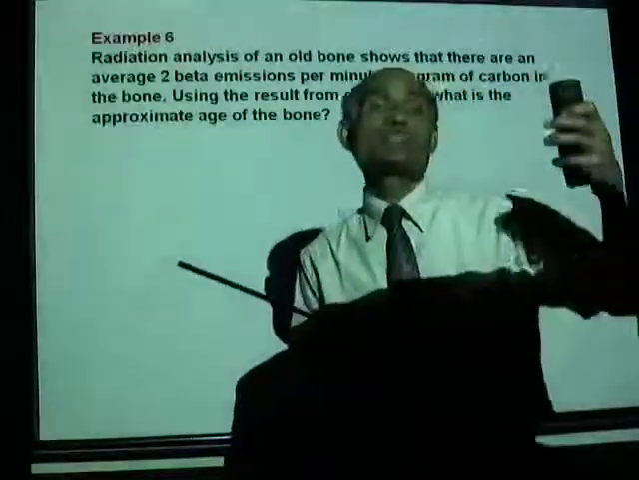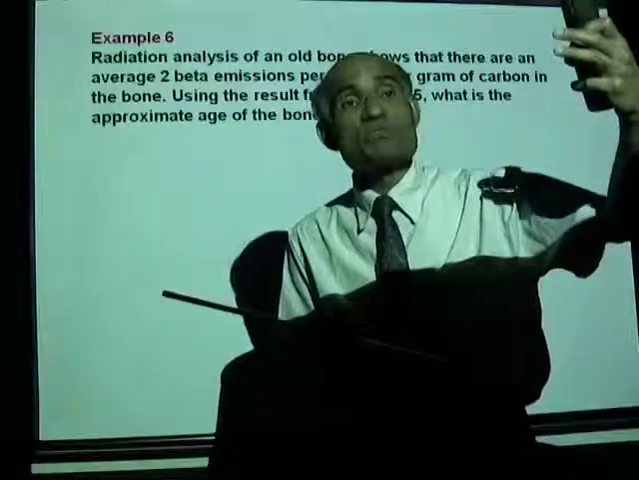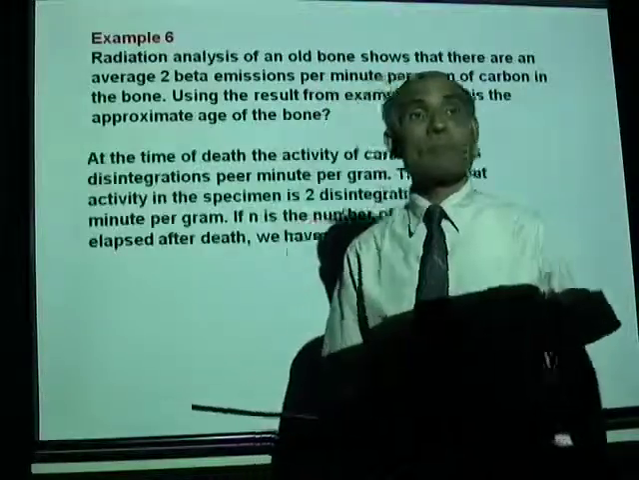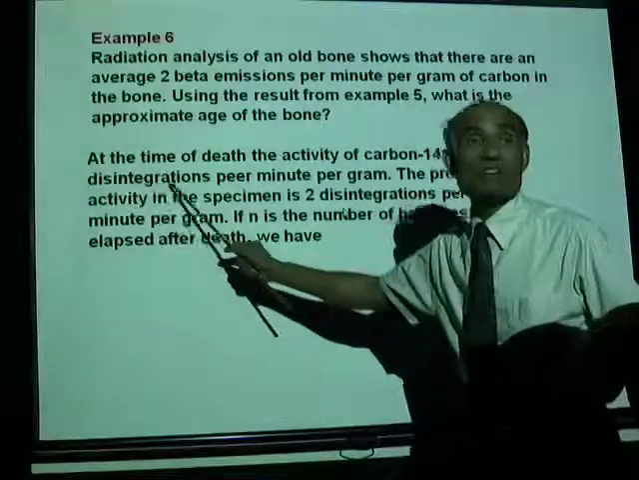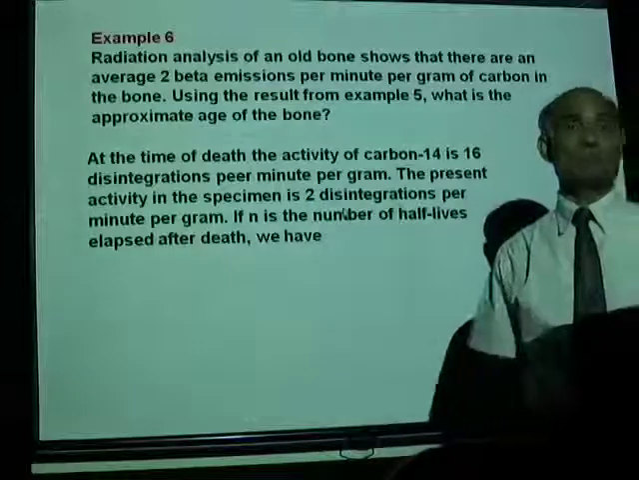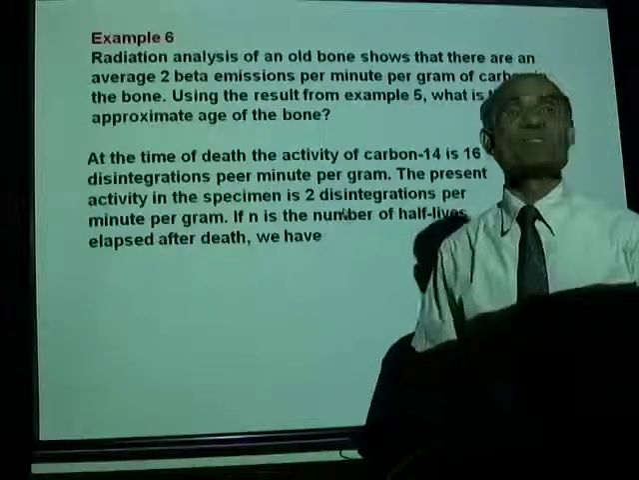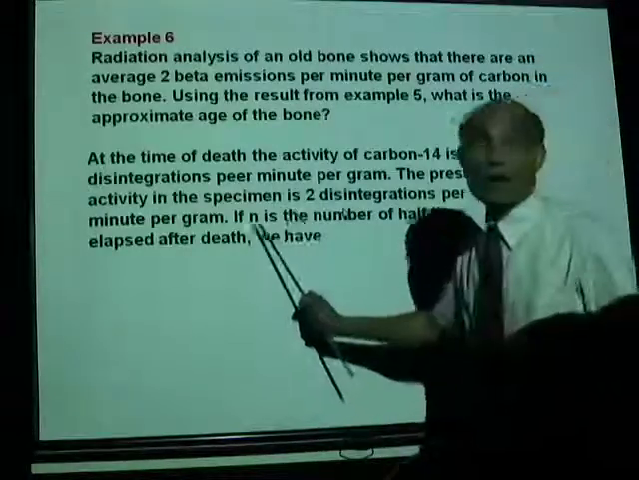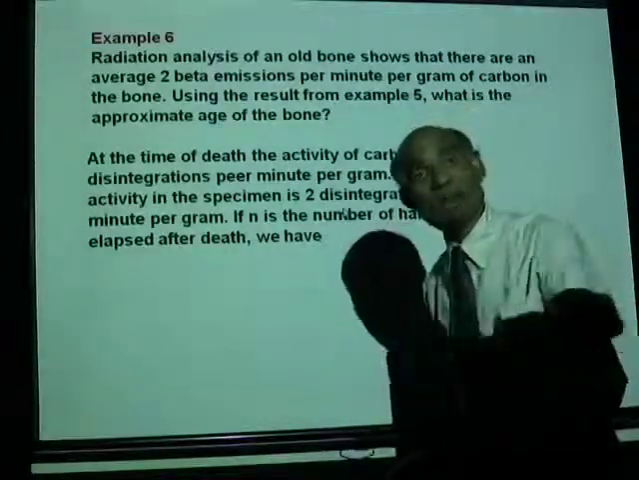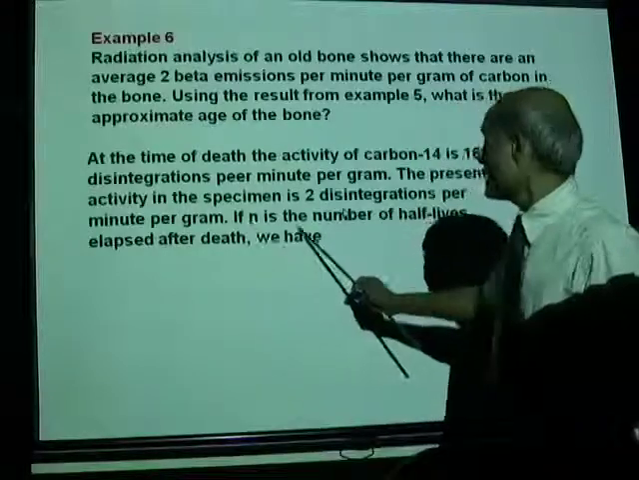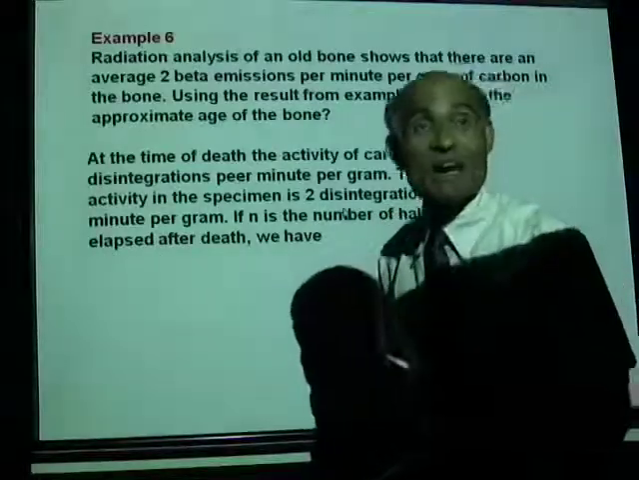The age of the bone is the time taken for the rate of disintegration to reduce from 16 to 2. So, at the time of death, the activity of carbon-14 is 16 disintegrations per minute per gram. The present activity in the same specimen is 2 disintegrations per minute per gram. Now, therefore, we can find how many half-lives have elapsed during this time. If n is the number of half-lives elapsed after the death, we can now write a relation.